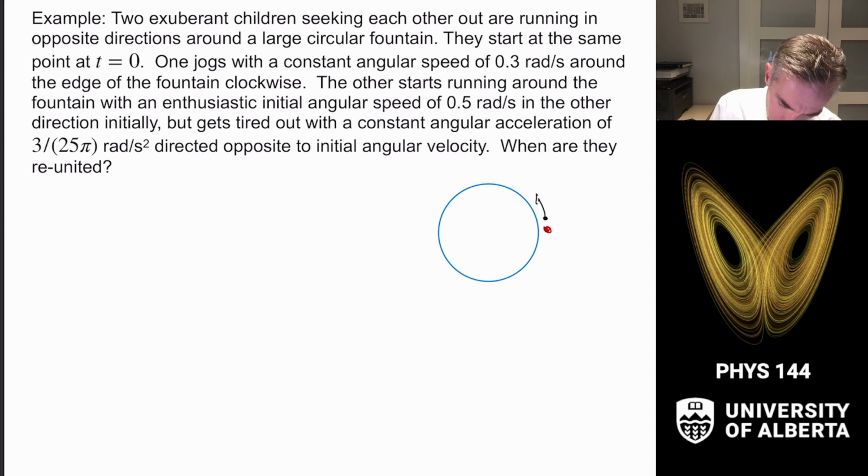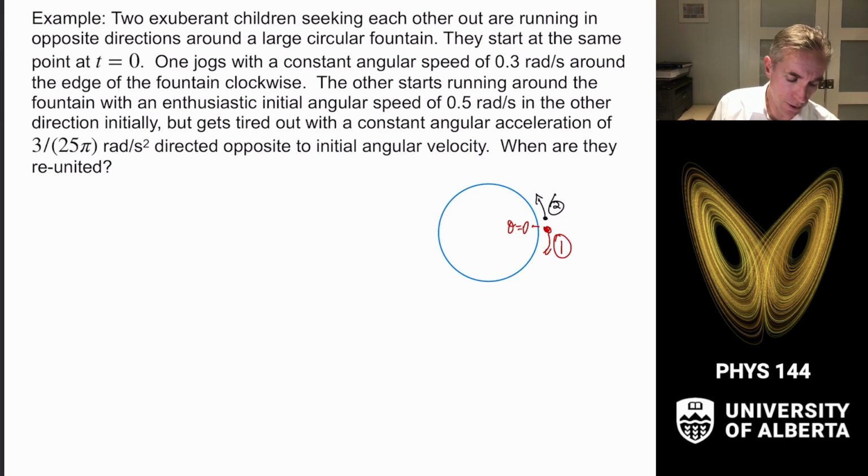So I've got these two children. One's going up. This one will be child 2. And one is going down. That's child 1. As we've set up, they are both starting out. We'll say that this angle here, where they are starting out, is theta equals 0, just so it drops out of all of our math.